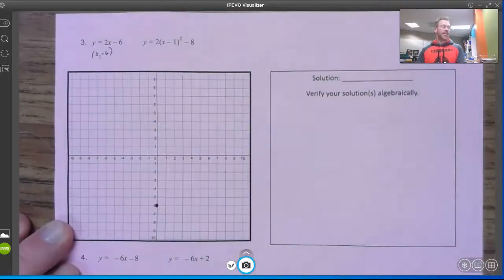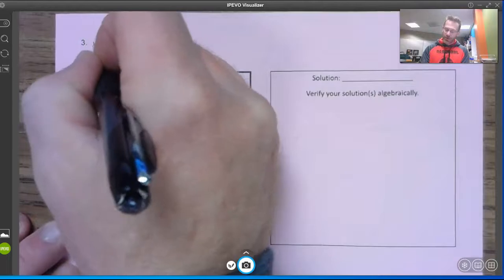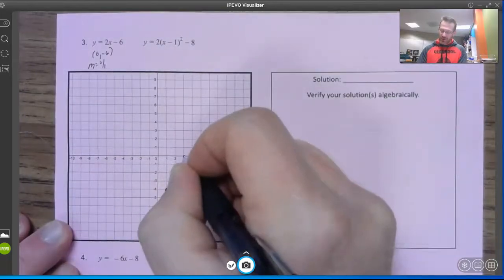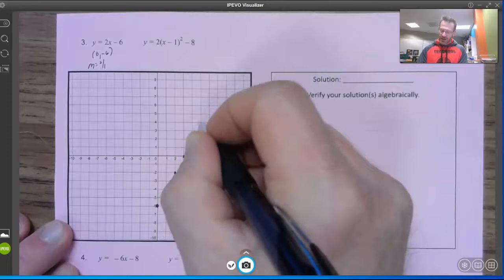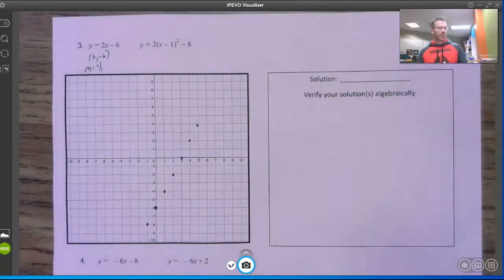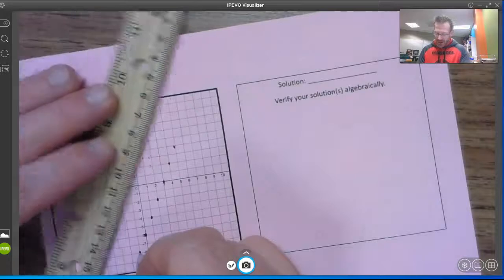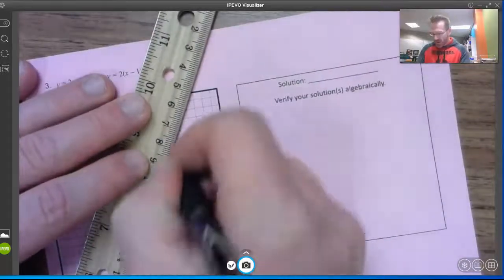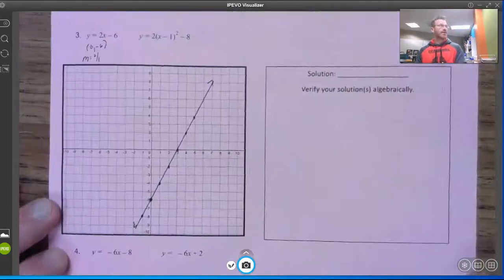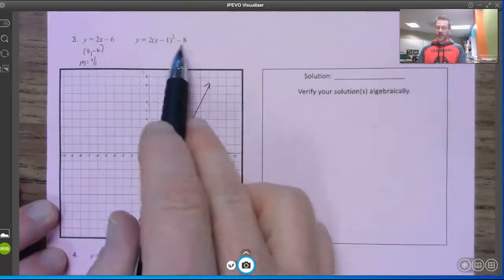All right, and then my slope is 2 over 1. So up 2 to the right 1, up 2 to the right 1, up 2 to the right 1. And once again, just drawing in a few extra points because we don't really know where things are going to intersect. So we want to be as accurate as possible. All right, and there's our line. Okay, now moving on to our second function here.